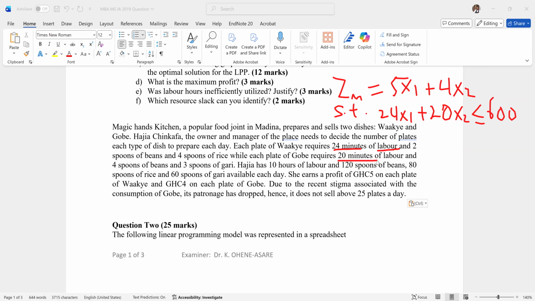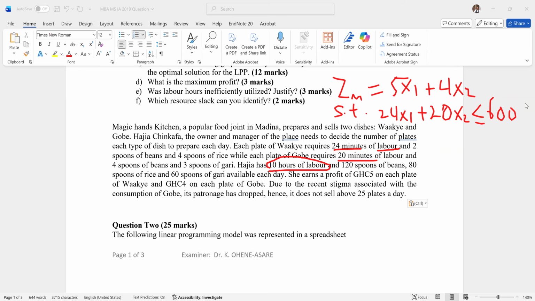Okay, so it says that Hajia has 10 hours of labor. So since on the left-hand side, we are using minutes, then on the right-hand side, we need to convert the 10 hours also to minutes. So you can do it the other way around where you convert the minutes to hours on the left-hand side, and then you can stick to the 10 hours on the right-hand side. Thank you very much.